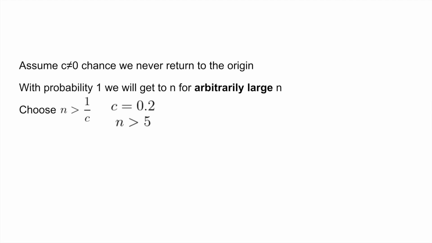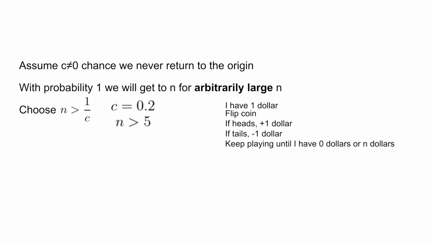Now, let's turn this random walk problem into a gambling simulation. Let's say that I had $1, and each turn I flip a coin. If it comes up heads, I win $1, and if it comes up tails, I lose $1. I'll keep playing until I either have no dollars left, so I have reached 0, or until I have n dollars. Now, let's compute the expected amount of money I will have at the end of the game.